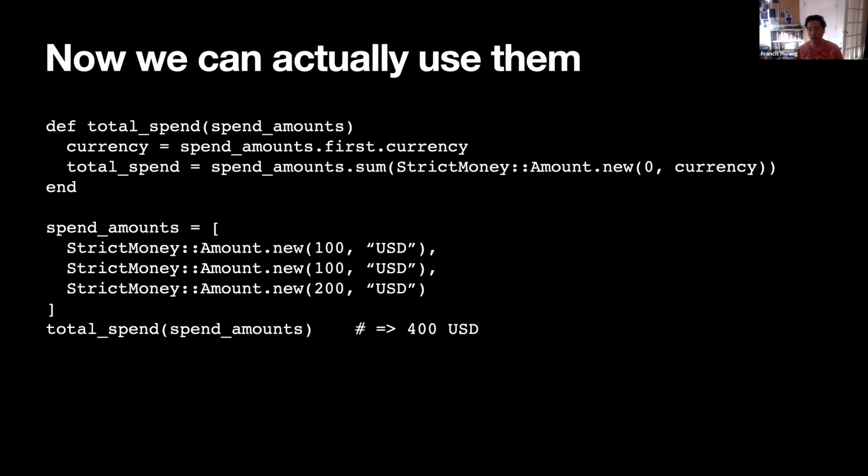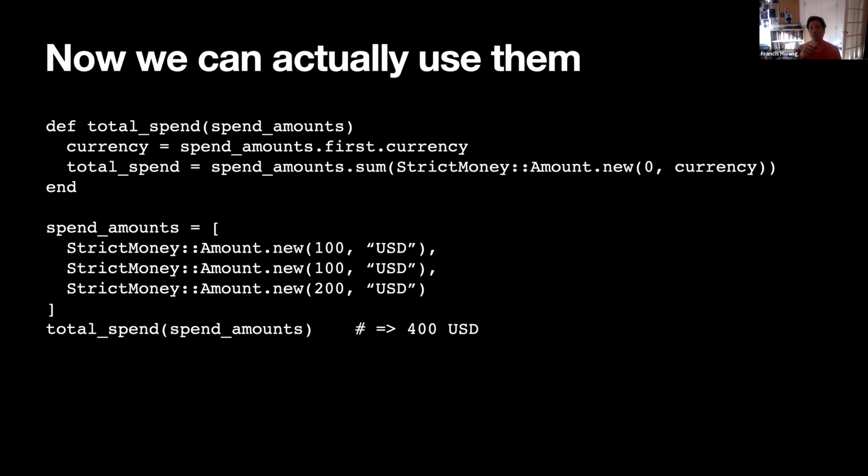So now that we've got a lot of basic math, these act like numbers, but they're not quite numbers, right? And you can do a lot of stuff with them. Let's say you have an array of spend amounts, and you want to do math and add them all up to get the total spend. You can define a method like this.